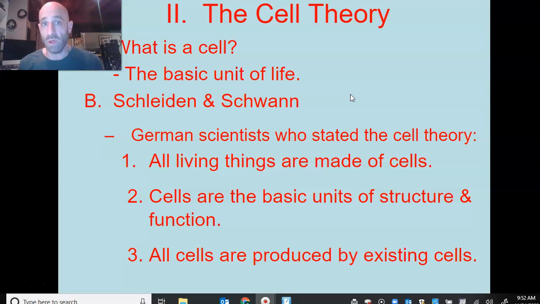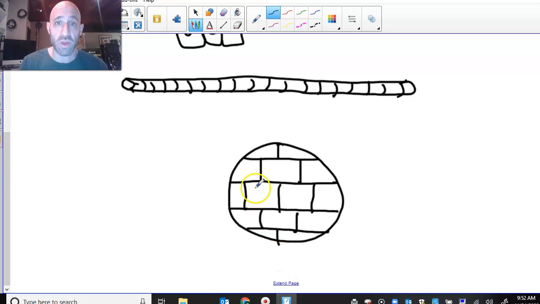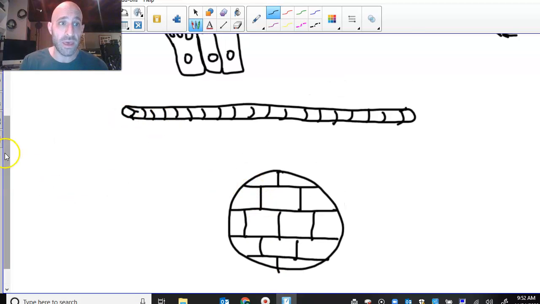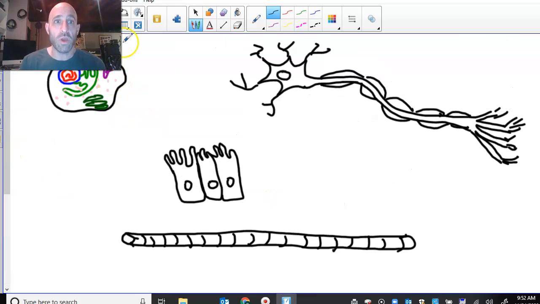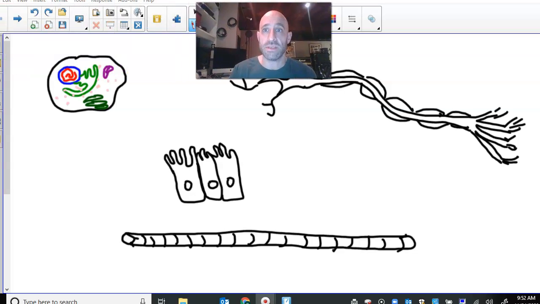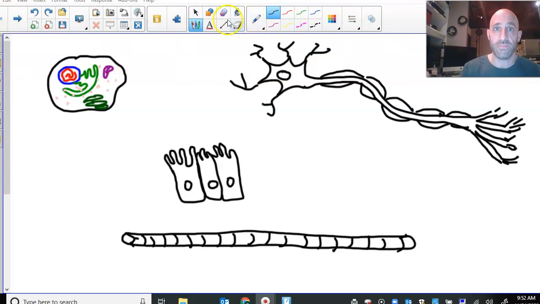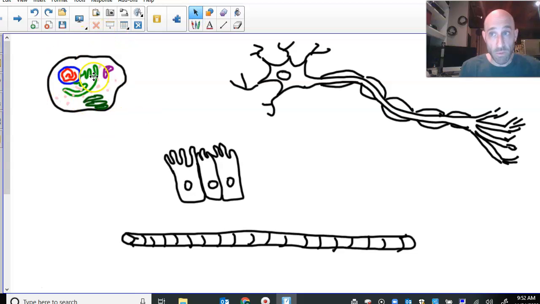The second rule of the cell theory is that cells are the basic units of structure and function. Well, what the heck does that mean, right? What that means is the cells are the units that determine what something looks like and what it does. So if I come back to this image over here, I drew this the other day. This might look a little familiar. When you look at a cell, you probably think of a cell looking something like this over here. And that would be a cell. You know, it's blobby, it's got its nucleus in there, it's got its different parts.